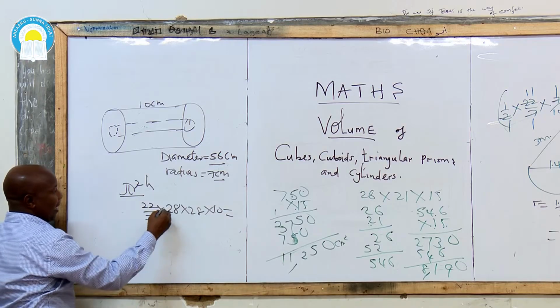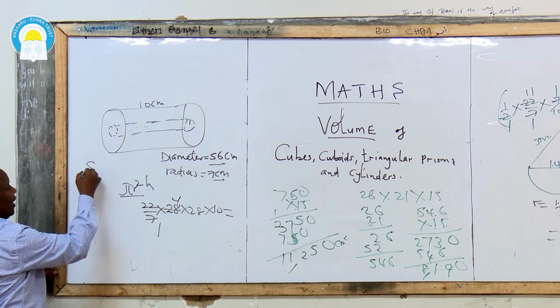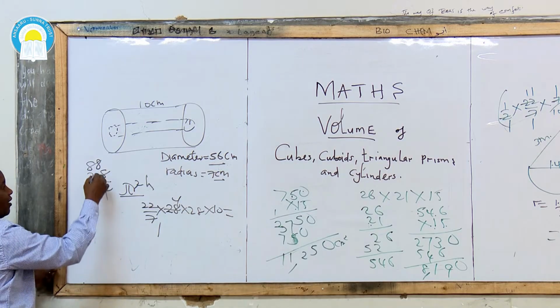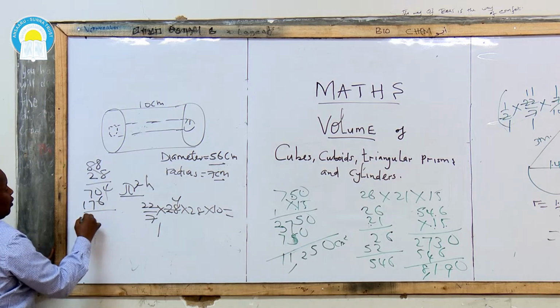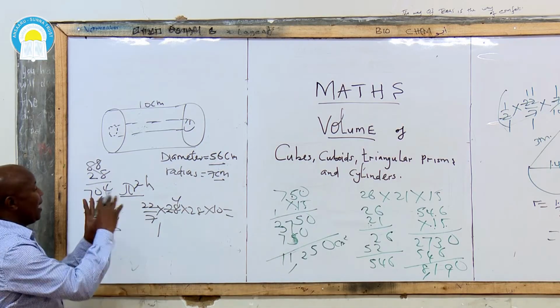By 7 and 7, we have 22 times 4, we have 88. 88, you multiply by 28. 8 times 8 is 64, carry 6. 8 times 2 is 16, plus 6 is 22... That's the volume of the big cylinder, 2,464.